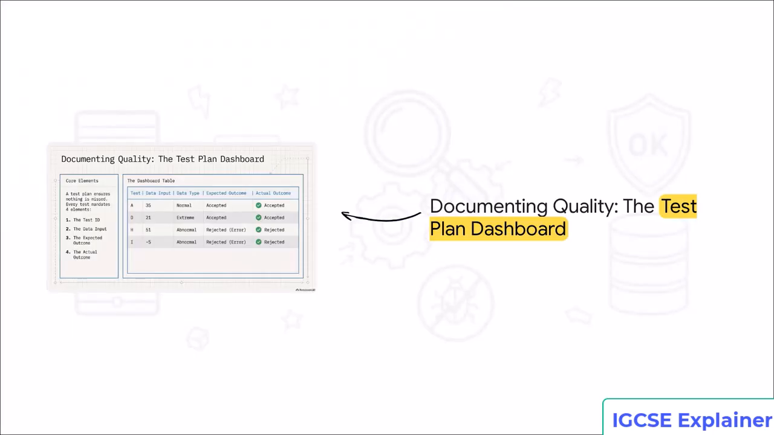This dashboard is where all that chaos gets tracked and tamed. By lining up the expected outcome right next to the actual outcome, we can mathematically prove the system's quality. Let's jump back to our temperature example. You track the exact inputs, the 35, the 21, the 51, and the -5. And notice that for the abnormal data, the 51 and the -5, the expected outcome is a rejected error. When the actual outcome matches that expectation, boom, it proves the system successfully defended itself.